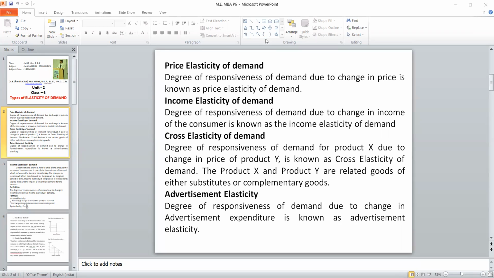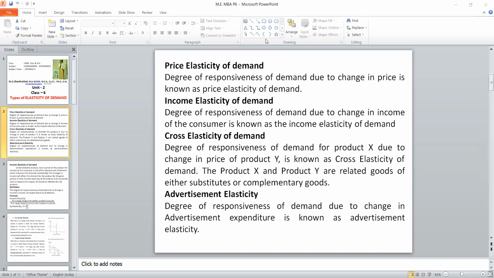What are the rest of the elasticities? There are 3 types. One is income elasticity of demand, the second is cross elasticity of demand, and the last one is advertisement elasticity of demand. Based on the economic status of the individual, there will be a change in demand. Those things we call income elasticity of demand. The definition goes like this: the degree of responsiveness of demand due to change in income of the consumer is known as income elasticity of demand. Suppose there is a change in income, then there will be some changes in demand. What level of change in demand due to change in income is called income elasticity.